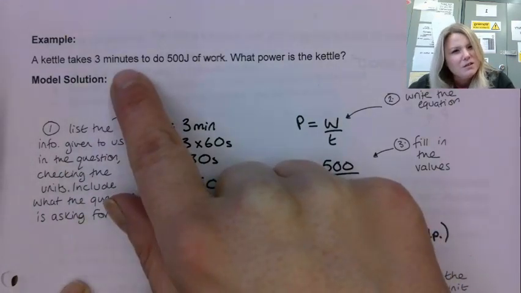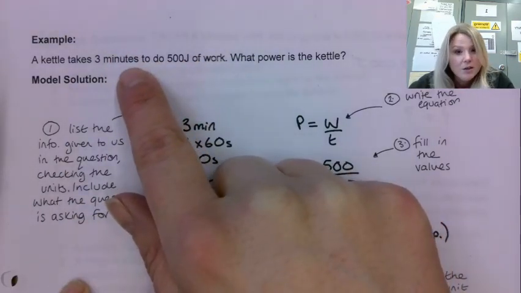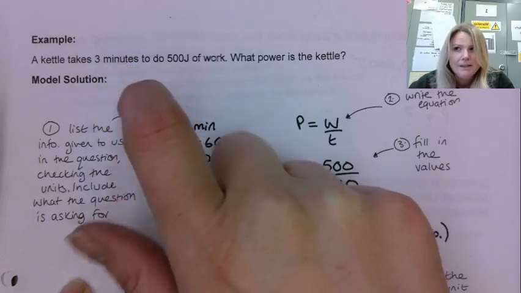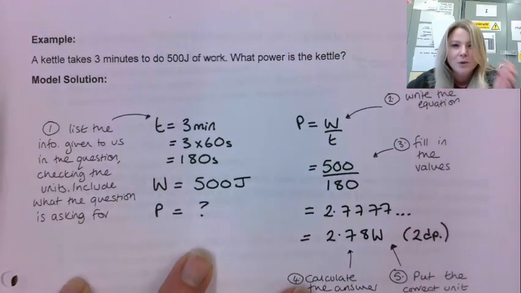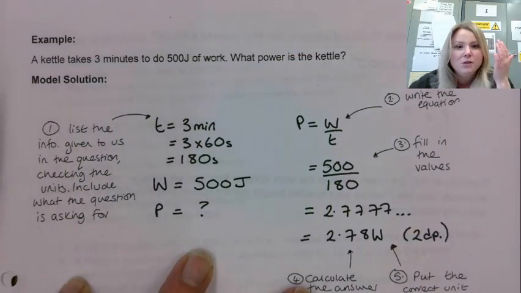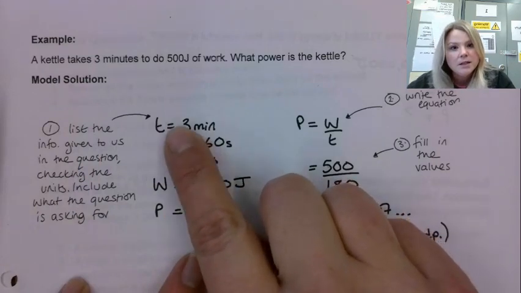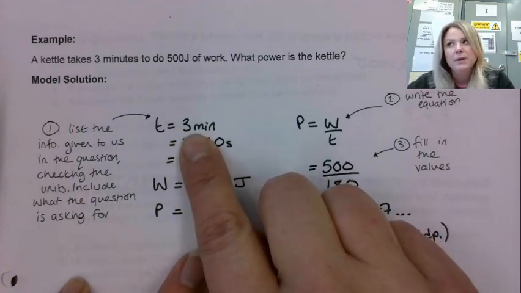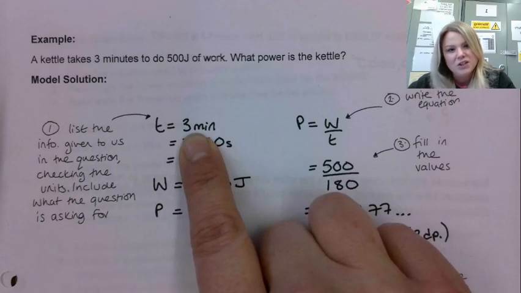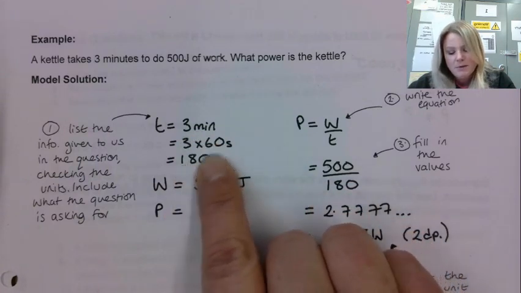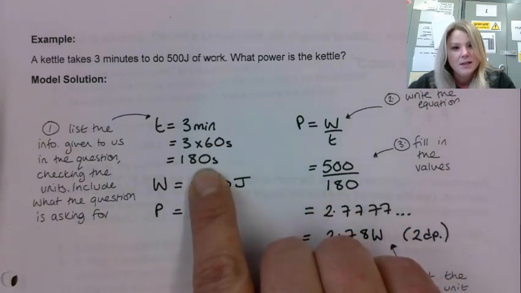Now obviously minutes is obvious, it's time, but a lot of the time it doesn't say the word for the quantity it's talking about, so knowing our units is so important for making sure we list the correct information. So time, 3 minutes. But as I'm writing that down, I'm thinking, oh my goodness, that cannot be in minutes in my equation, it has to be in seconds. So this is me changing it into seconds, so 180 seconds.